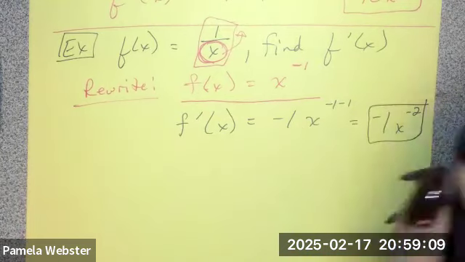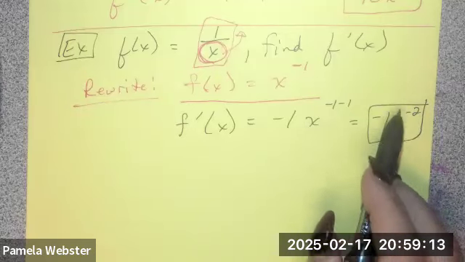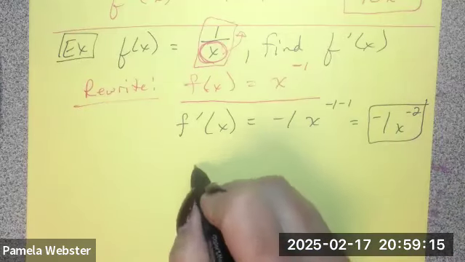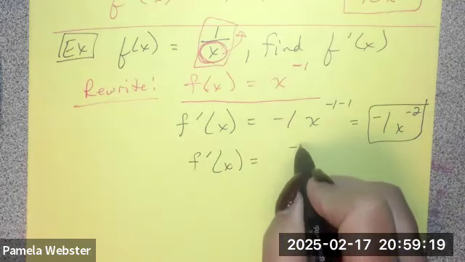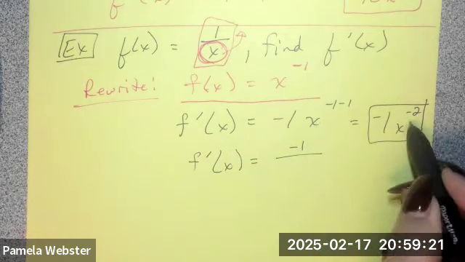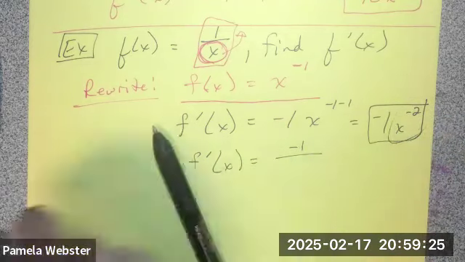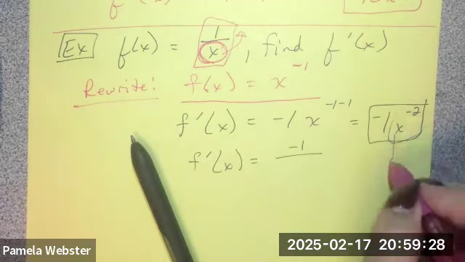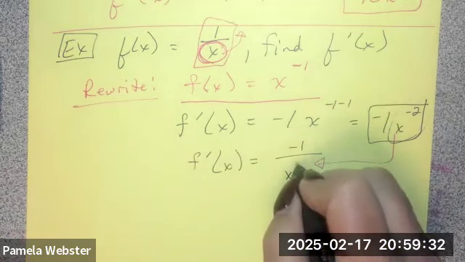That's a negative 2. Now, if you don't like the way that looks, and you want to put that back on the bottom, that is perfectly legitimate. This negative exponent can be written on the bottom, right? So I can move it to the bottom. Negative 1 over x squared.